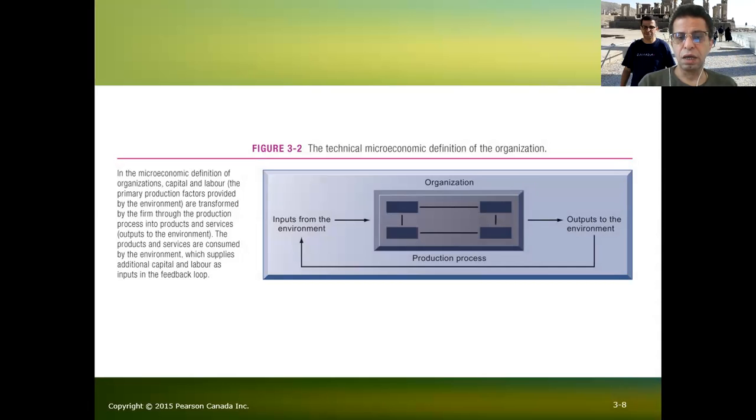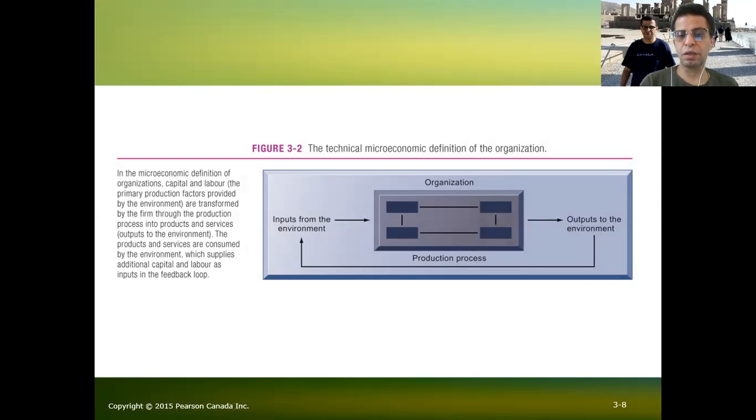So basically, the technical microeconomic definition is that an organization takes the input from the environment, whether it is labor or goods, processes it, and then provides an output to the environment. And it keeps this approach of output to the environment, output to factors, taking it over, and then also creating more internal input.